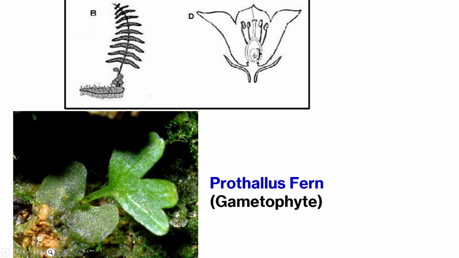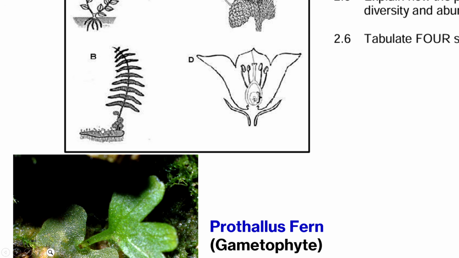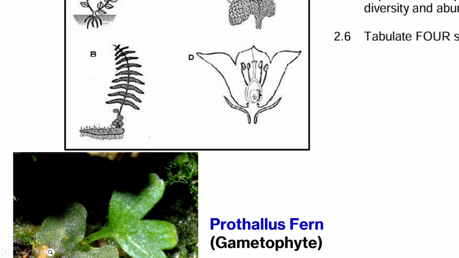The gametophyte is a small plant, and when it grows bigger, it will become a sporophyte. Gametophyte simply means that it is still small and still producing gametes. Then when it grows, it will become a big plant. Like you can see here, B is a fern, a big plant, and that is a sporophyte. But when it is still small, it is a gametophyte. That's what gametophyte generation and sporophyte generation mean.